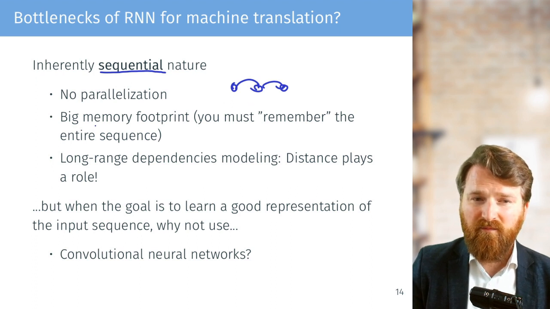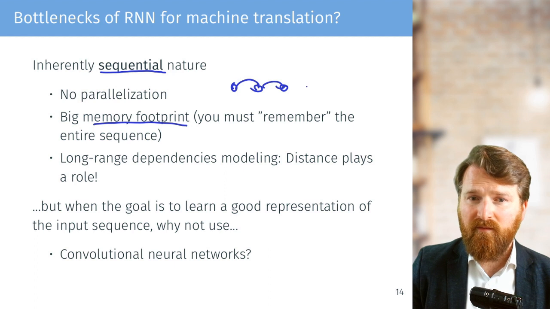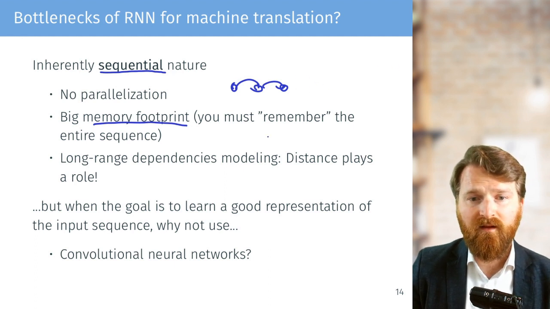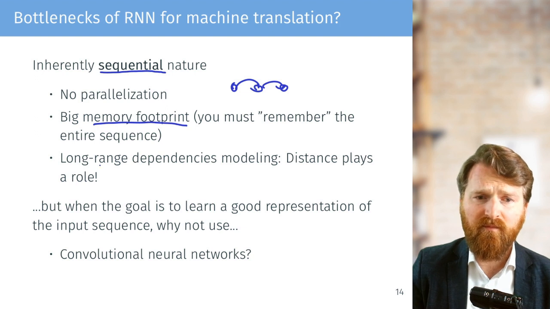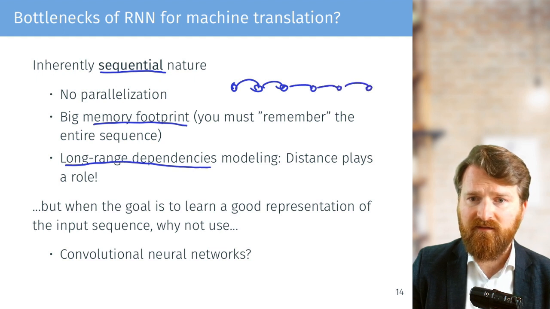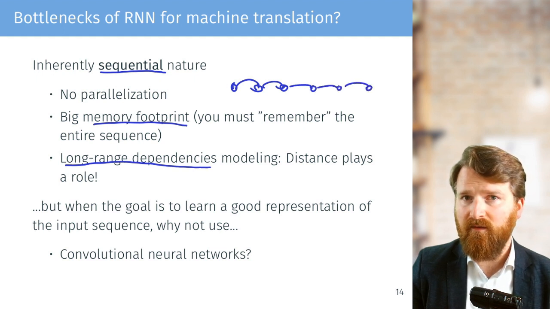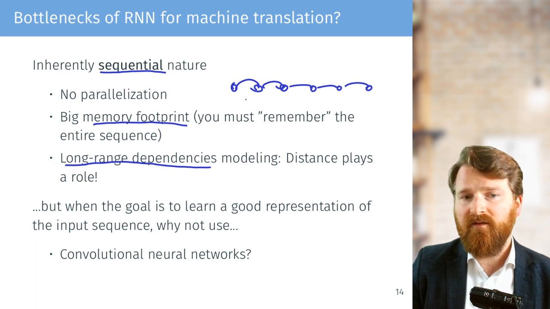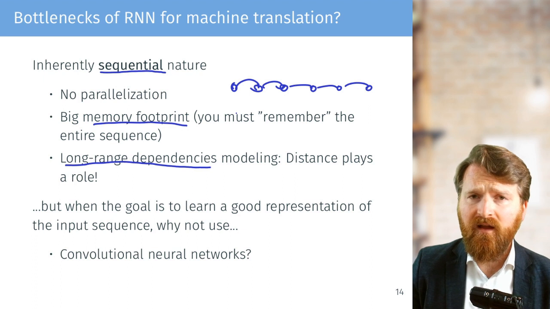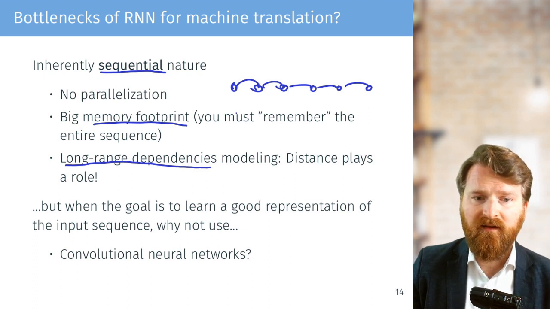It also has a big memory footprint because you have to remember the whole sequence before moving on to the generation part. And if you model long-range dependencies, well, the distance plays a role, because you might sometimes forget what you were talking about. So these are some drawbacks, but empirically, RNN architectures were really powerful for modeling that.